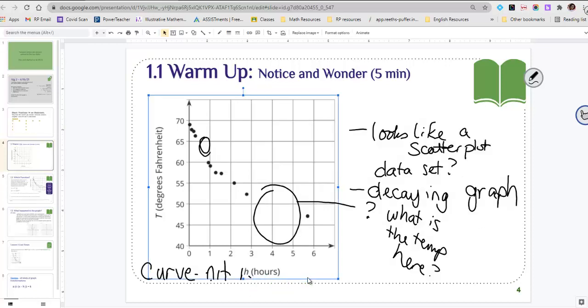All right, it's a curve. It's not linear. That's what I'm trying to write there. It's some kind of a curve. It's something that is not a line. There's definitely a curve happening here.